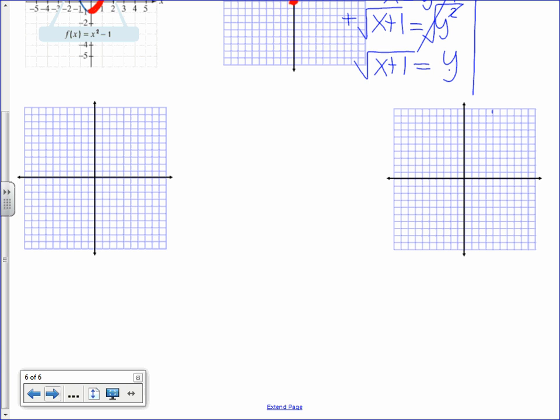If we are talking about transformations, it's a horizontal shift, to the left or to the right? To the left, okay. So the parent function of the square root function goes like that, right? So if we shift 1 unit to the left, it's going to be here, here, and there.